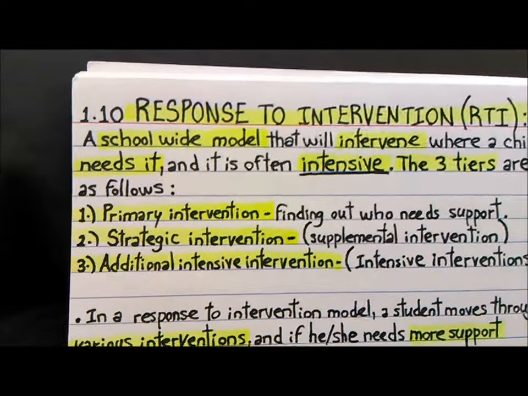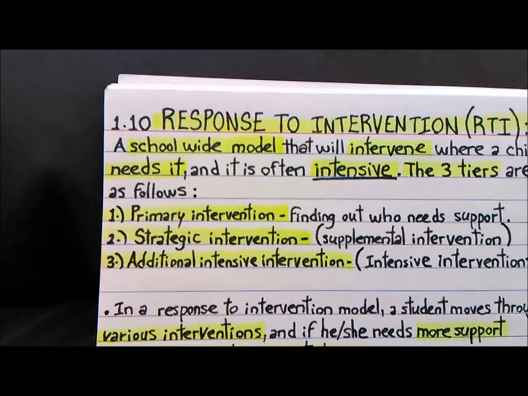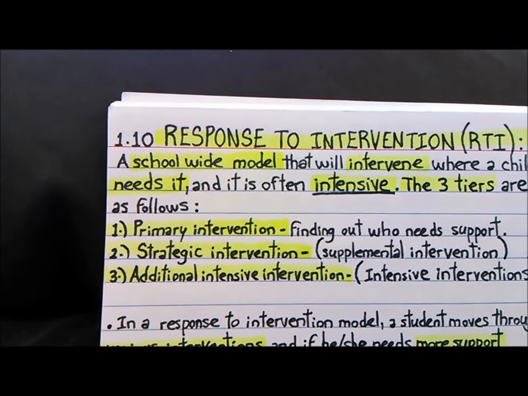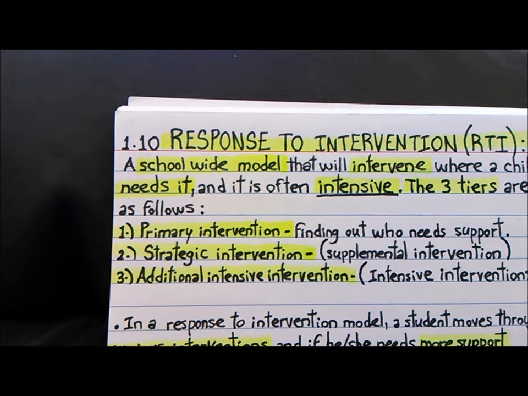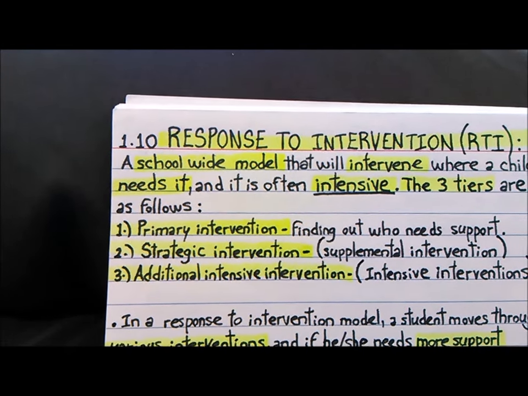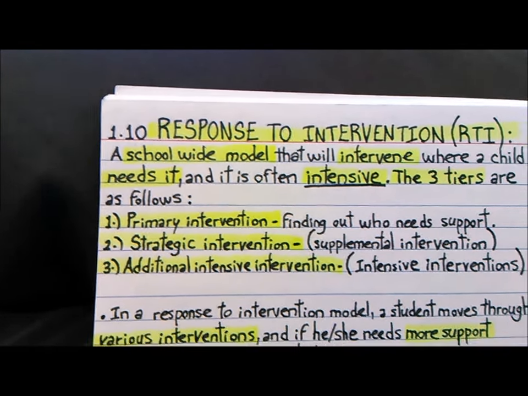Response to intervention, the RTI. A school-wide model that will intervene where a child needs it, and it is often intensive. The three tiers are as follows. Primary intervention, finding out who needs support. Strategic intervention is supplemental intervention. Additional intensive intervention, intensive interventions. In a response to intervention model, a student moves through various interventions, and if he or she needs more support, he or she moves into the next tier.